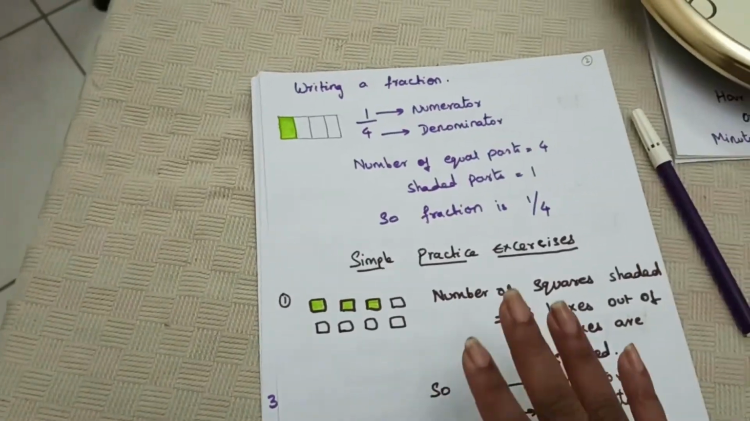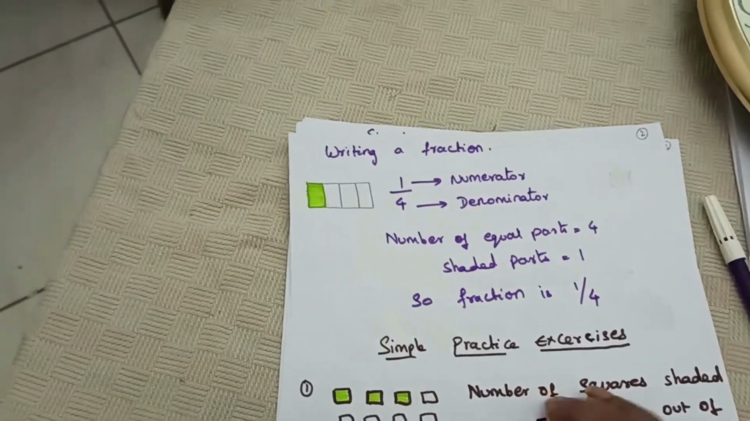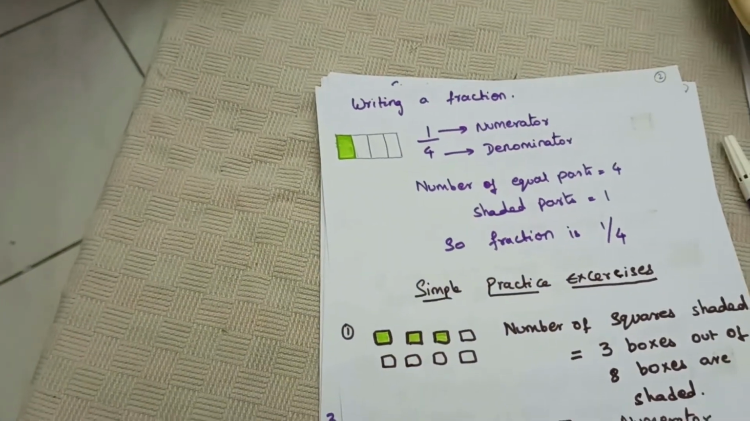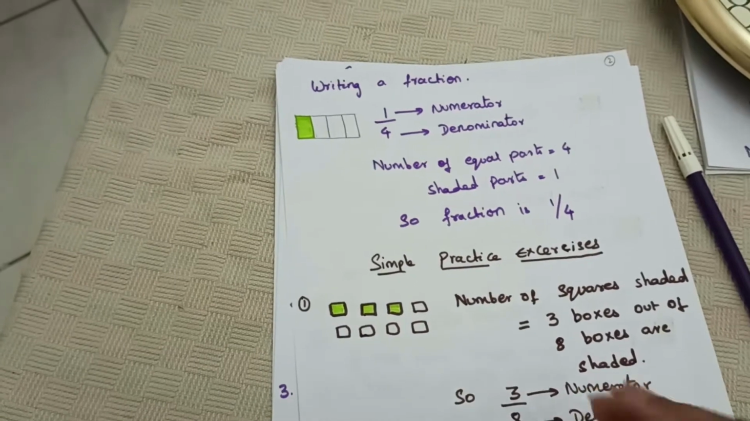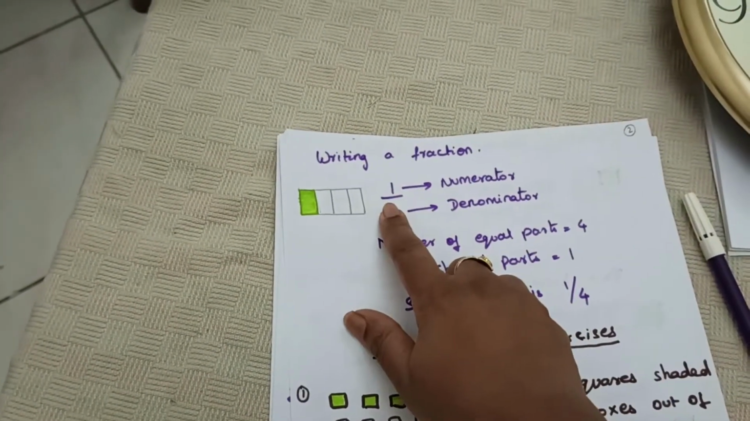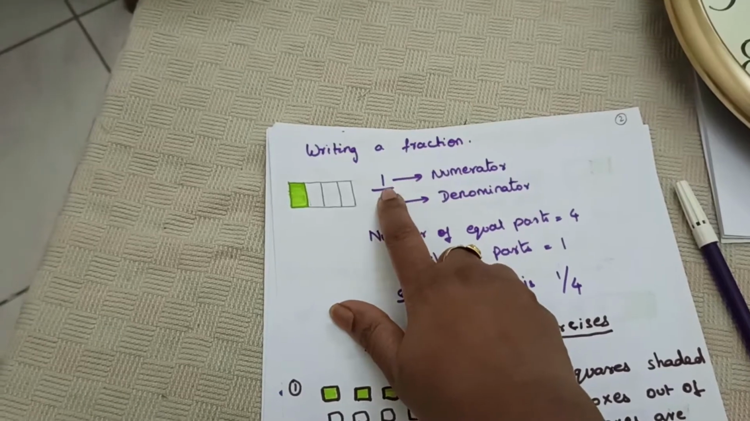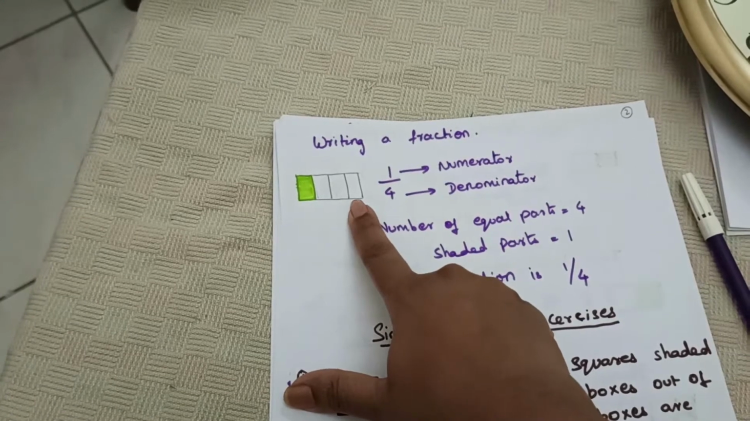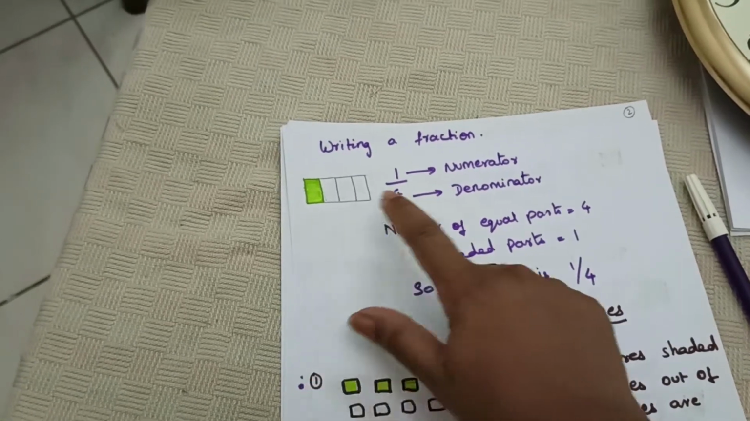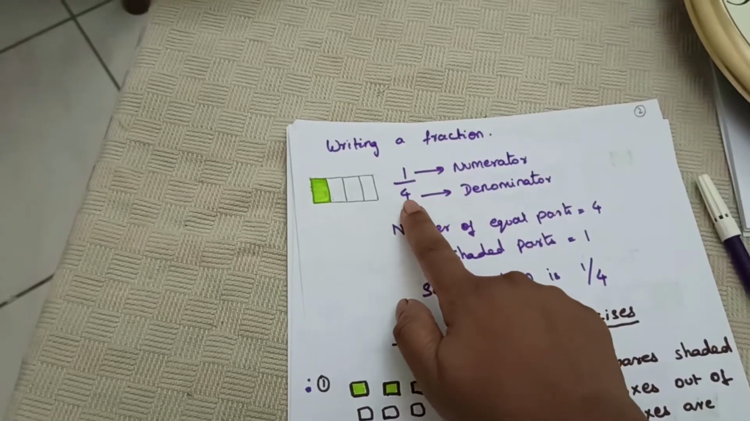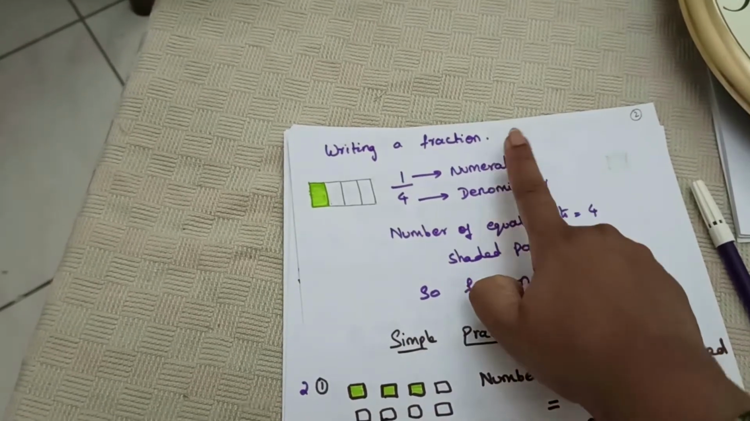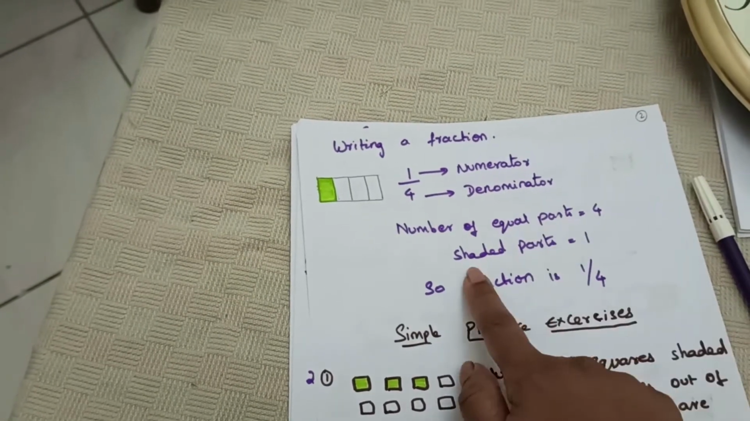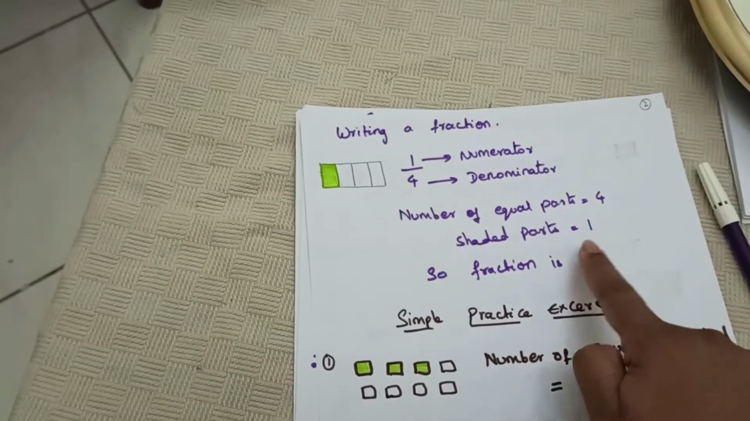Now, how to write this fraction? See, there are how many boxes? 1, 2, 3, 4. To write a fraction, we have to use numerator and denominator, and it will be divided with this bar. So, in this figure, 1 by 4 means out of 4 boxes, 1 box is shaded. So, 1 box is shaded out of a total of 4. In this, 1 is numerator and 4 is denominator. So, the number of equal parts is 4, the shaded part is 1. So, we have to write the fraction as 1 by 4.